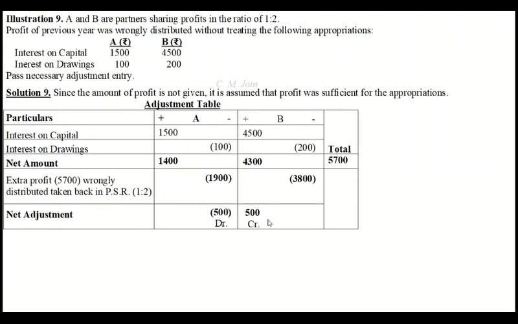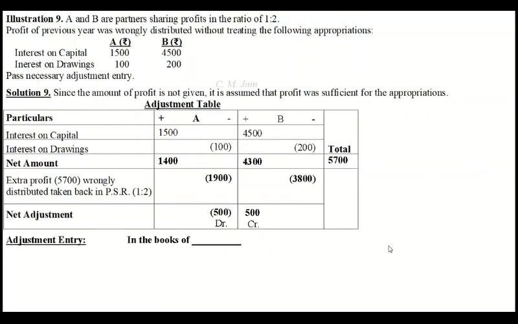Now notice one thing here. The sum of net adjustments is 0. Positive 500, negative 500. And this should always be 0 if our calculations are correct. If the total of net adjustment amounts of all partners is not equal to 0, that means there is some mistake in the calculations.